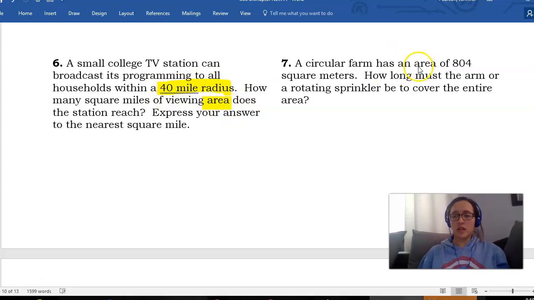This one's the reverse. It tells us we have an area of 804 square meters, and if we're trying to find the length of an arm, that's basically saying find the length of the radius, because if we have our circular farm plot that we're trying to water, here's the sprinkler arm that's rotating around to water that. We're basically looking for what is the radius of this circle. So given the area, find the radius. Given the radius, find the area. Those are much more straightforward.